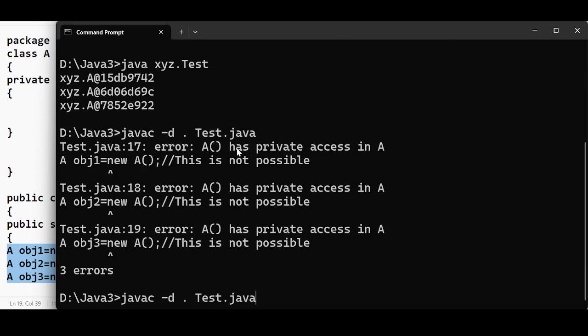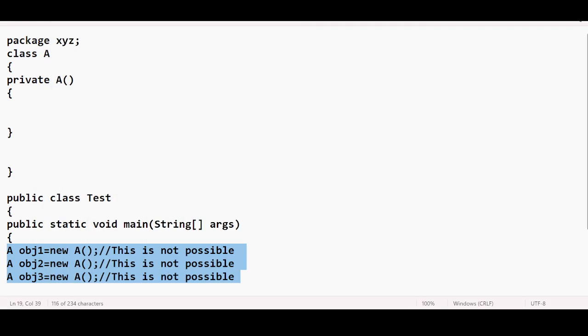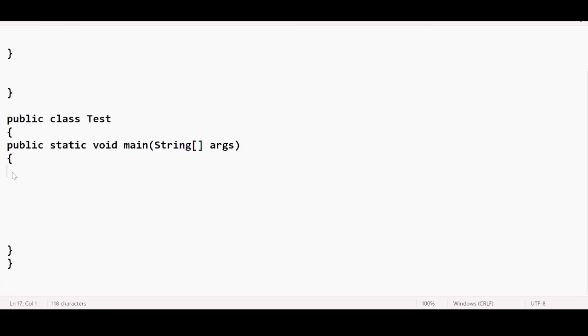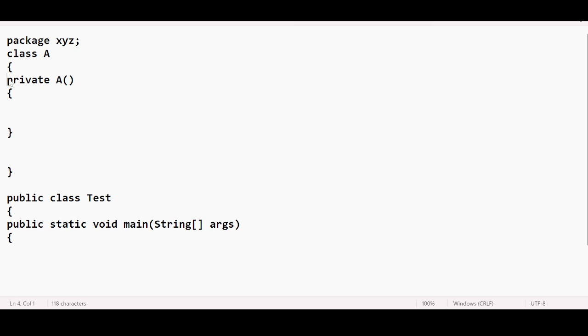See, A has private access in A. So it says the constructor is private, so you cannot create an object for the private constructor. Okay, so we are able to place a restriction, by defining the constructor as private. Object creation is not possible, but I need to create the object only once.